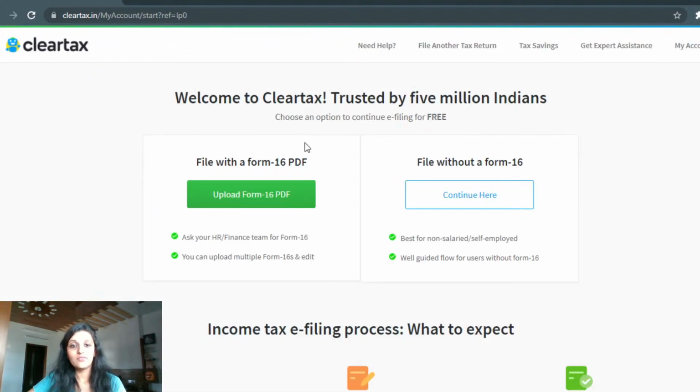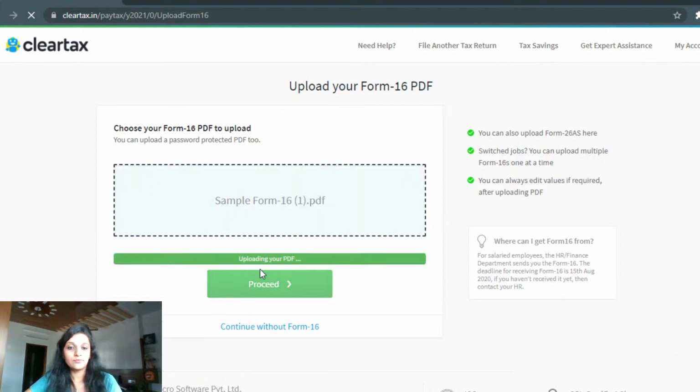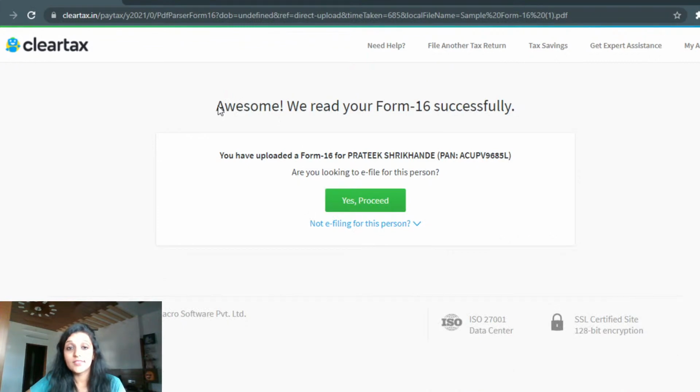Click on this. If you are having your Form 16, then upload the Form 16 PDF. As of now, I'm assuming that everyone would have got their Form 16. But if you are not having it, then you can click on continue here without Form 16. So upload Form 16 PDF, drop file here, wherever location you have selected the file, just click on that, click on open and proceed. Once you click on proceed, you will see that the software has read your Form 16 successfully. Click on yes, proceed.